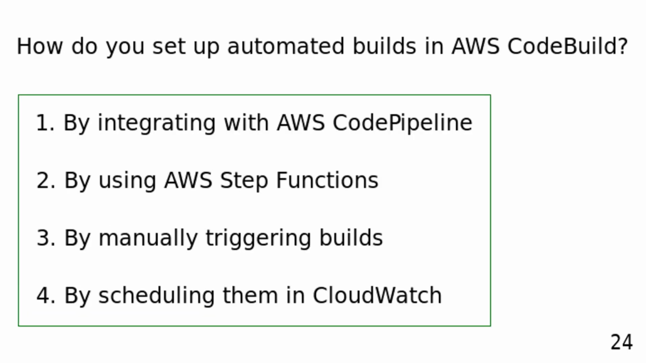How do you set up automated builds in AWS CodeBuild? By integrating with AWS CodePipeline. By using AWS Step Functions. By manually triggering builds. By scheduling them in CloudWatch.